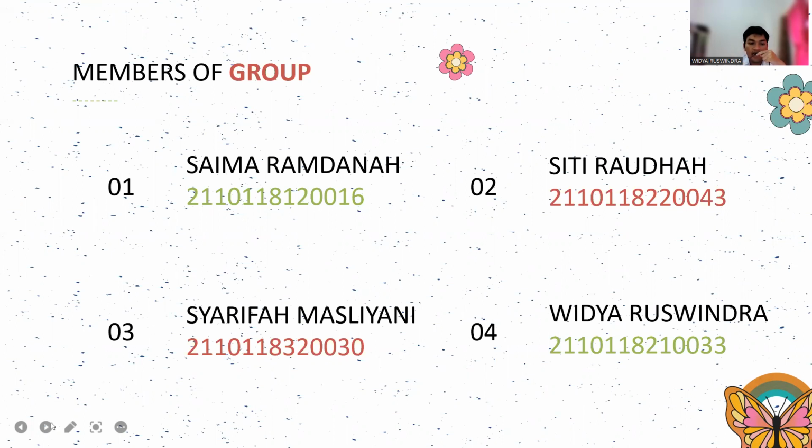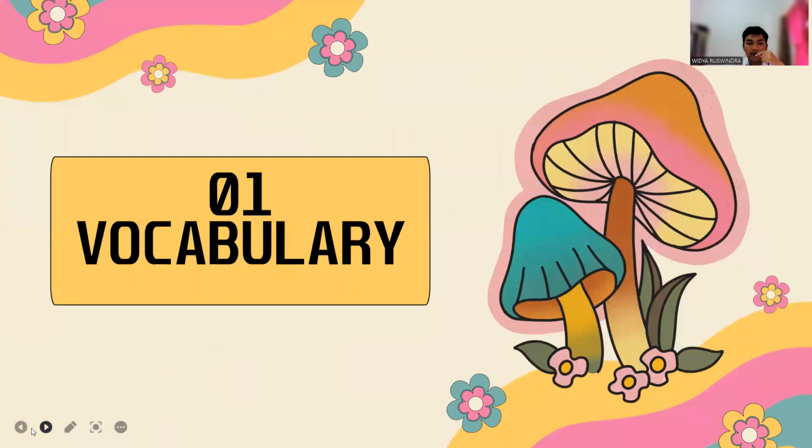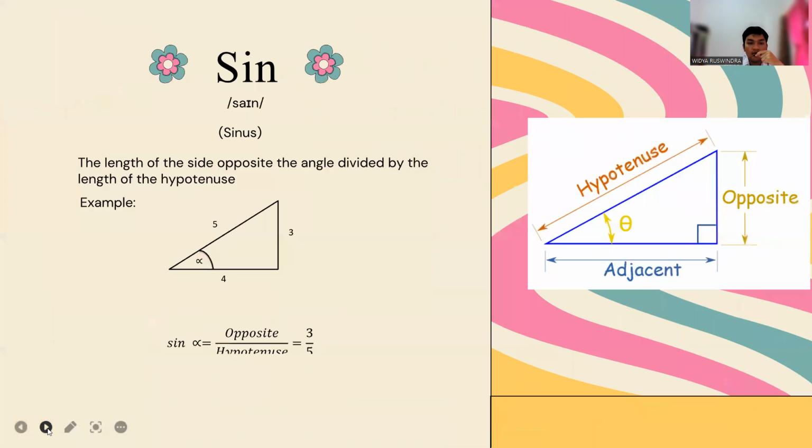Okay, today I will expand vocabulary, example video, and example from the book. Okay, the first vocabulary is sine. In Indonesian, we say sinus. For definition, the length of the side opposite the angle divided by the length of the hypotenuse.